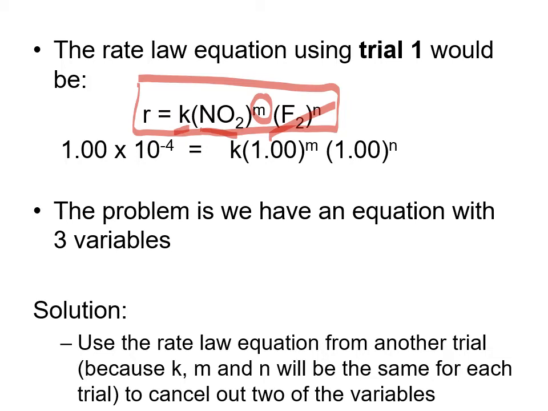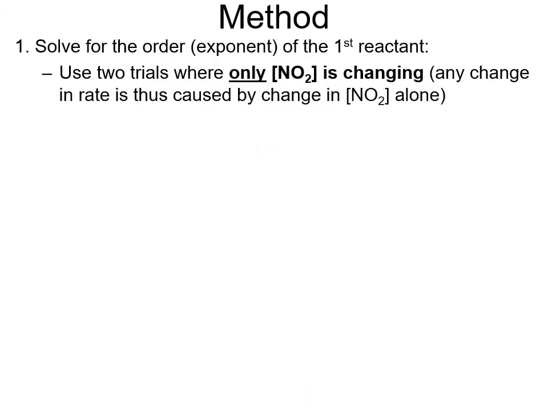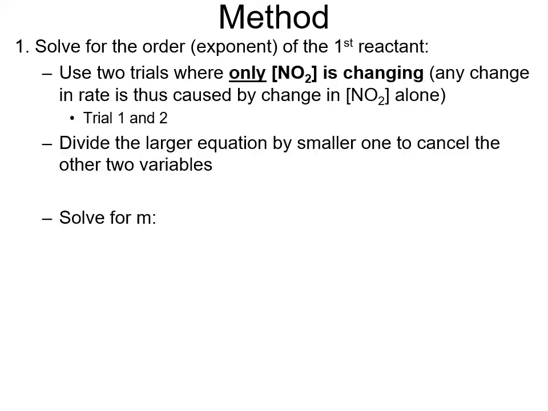We just have to pick two trials where the other reactant will also be eliminated, and then we're going to solve for the m variable, and then we'll do the same thing for the n exponent. So we're going to solve for one exponent at a time, essentially one reactant at a time. We want to use a trial where just that particular reactant is changing, which is in trials 1 and 2. We're going to take the data from trials 1 and 2 and plug them into the rate law and cancel out the other variables.